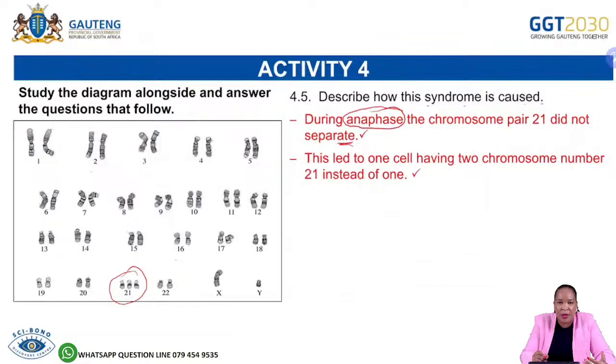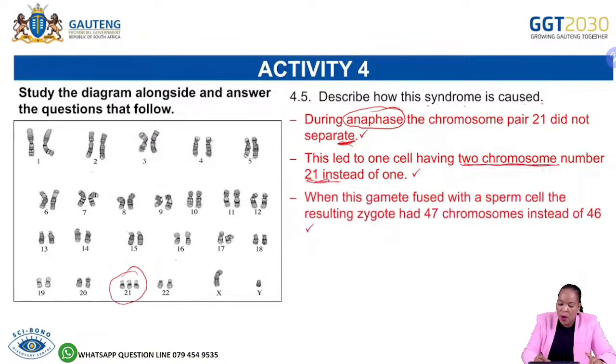Then that failure to separate, what is it going to lead to? This is going to lead to one cell having 2 chromosomes number 21 instead of 1. Remember, they're supposed to have 1. But if there was failure to separate, the 2 will come together in one cell and then another cell will just have 1. So actually there will be 3 when they're supposed to just be 2, because of this failure to separate. So one cell will have 2 chromosomes number 21 instead of just 1.